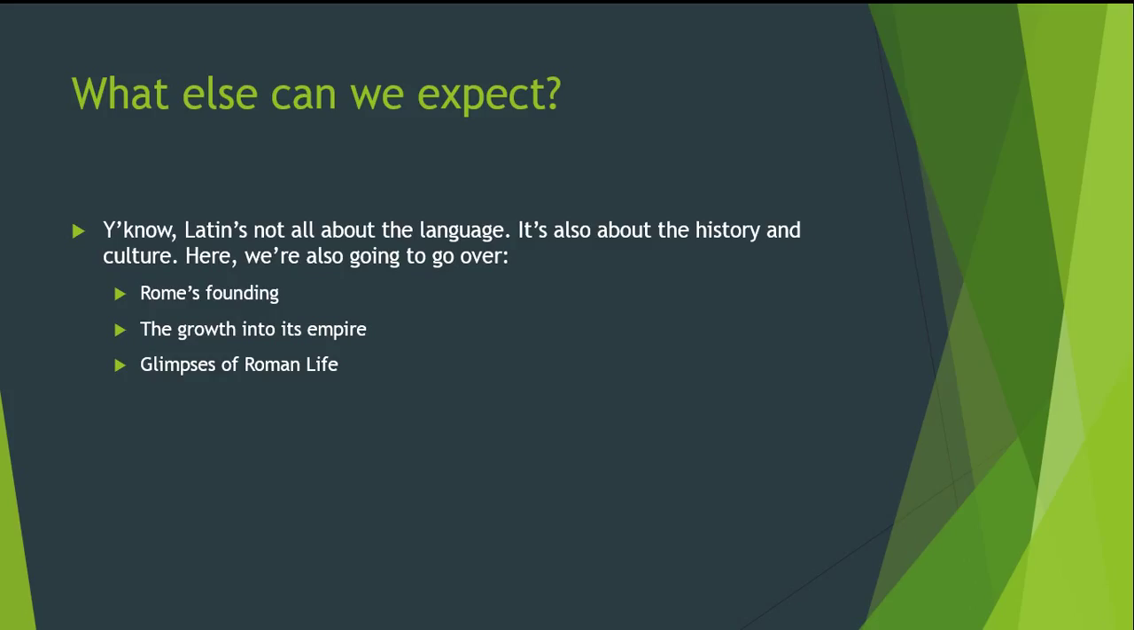And then we also have glimpses of Roman life, which are basically going to be views on, well, Roman life. How the Romans would have lived their lives 2,000 years ago, how it's any similar to the common society, and how it's any different. So, for today, that's really all I have.